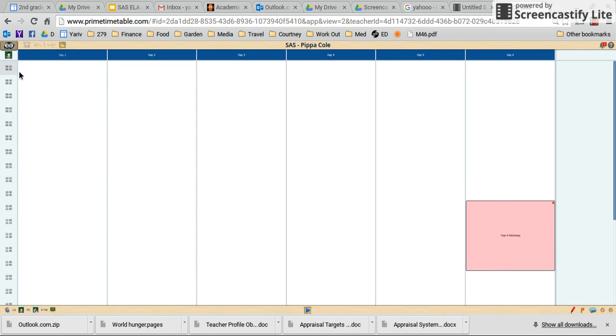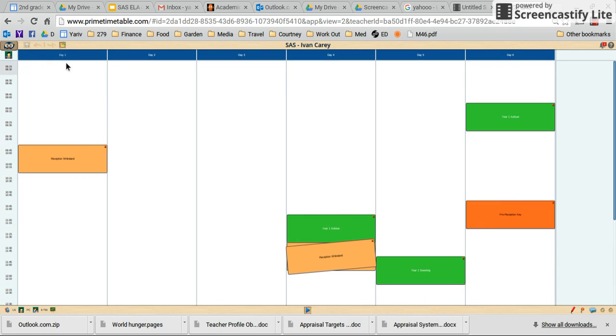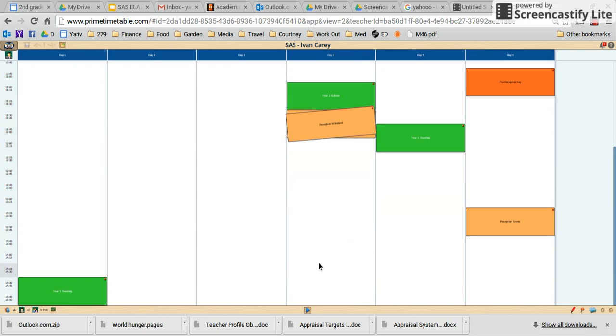Then we can click back on the image of one person. I can see Ivan. And I could see here day one through day six. And I could see here a double where Ivan is actually teaching two. So they're overlapped. It's Miss Whiteland and Miss Evans at the same time. You can see his entire schedule here.